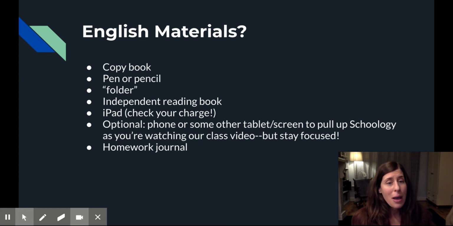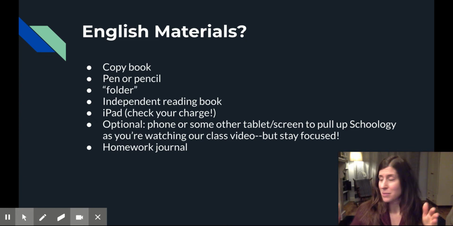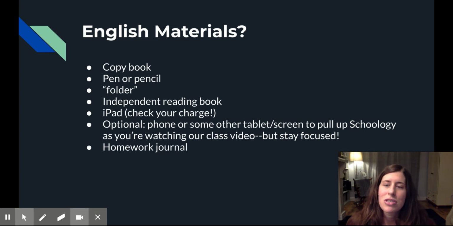Make sure you have your iPad charged. I am sitting in this position because I have to have my computer plugged in. So if that's you too, that's fine. Also, you might want to have your phone or some other tablet so that you can pull up Schoology while you're watching this on your iPad. I'm not sure if you guys have more than one tablet or more than one way of accessing stuff, but you can feel free to do that while we're doing this remote learning. And also your homework journal. Don't forget your homework journal.